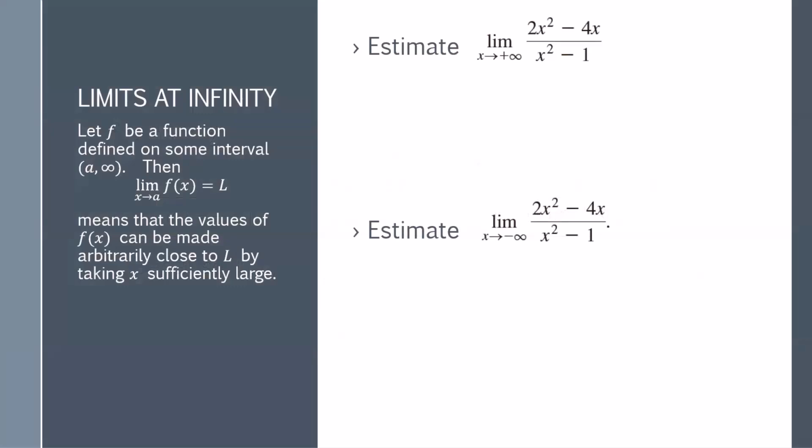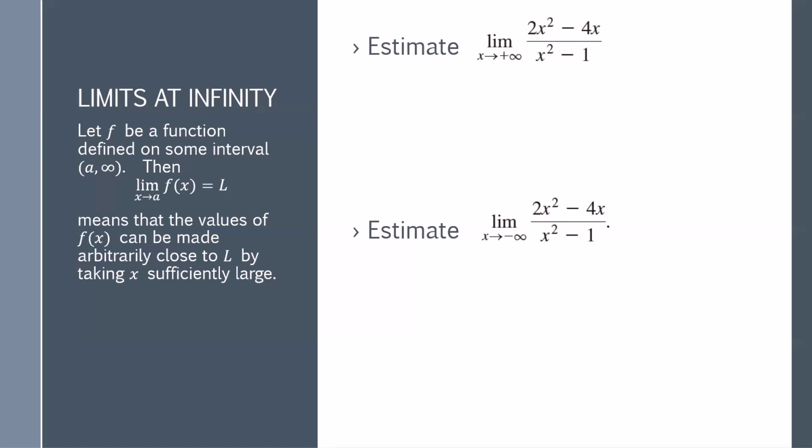Here we'll talk about limits as x approaches infinity. We're going to let f be a function defined on some interval that starts at a and goes out to infinity. Then the limit as x approaches infinity of f of x equals L means that the values of f of x can be made arbitrarily close to L by taking x sufficiently large.